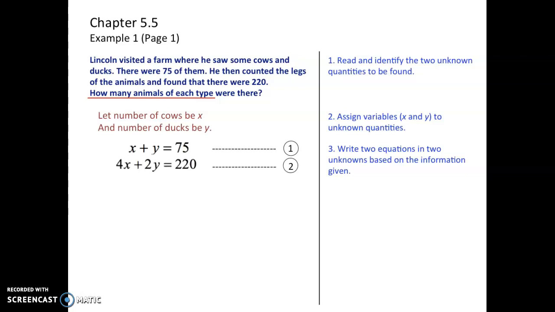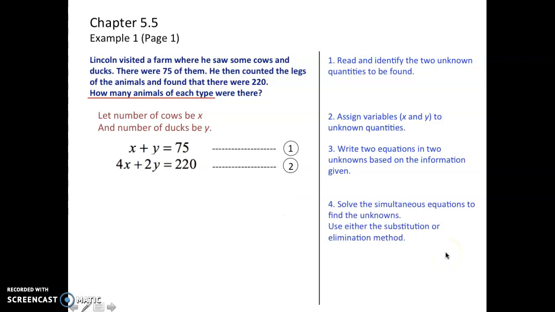The second piece of information that was given to us was the number of legs. It says here he counted the number of legs and found that there were a total of 220. So each cow has 4 legs. So x number of cows will have 4 times x legs in total, which is why we have 4x over here. Whereas for the number of ducks, each duck has 2 legs, so we'll have 2y. So to form equation 2, we'll have 4x plus 2y, which equates to 220.